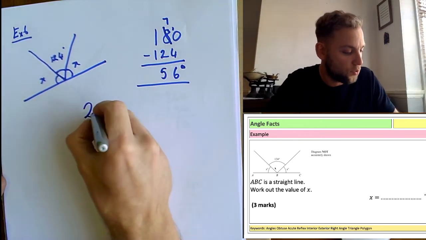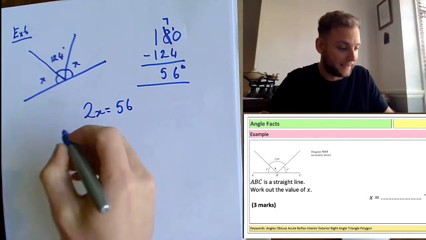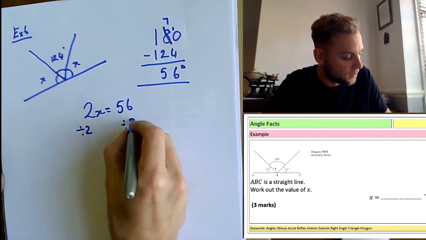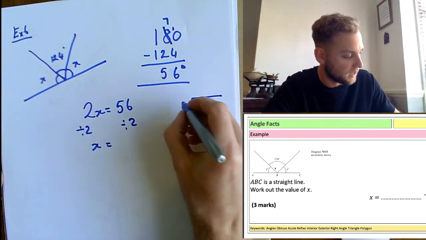So I've got 2x which is equal to 56. To find out what 1x is, I need to divide both sides by 2. So x is equal to 56 divided by 2. I can do it on the side if I want.